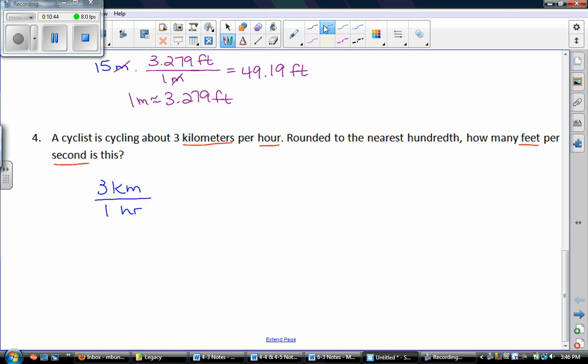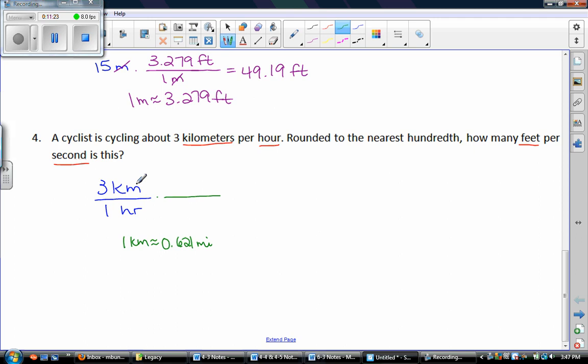And remember, it doesn't matter if you want to do the kilometers to feet first or if you want to do hours to seconds first. Either way will give you the same result. So I like to start with whatever's in the numerator. So let's change the kilometers first. If you look again at the table on page 276, you'll see that you have a conversion that goes from kilometers to miles. So we'll have to go to that first and then change from miles to feet. So that conversion says that 1 kilometer is approximately equal to 0.621 miles.